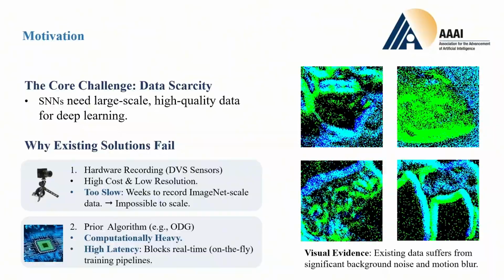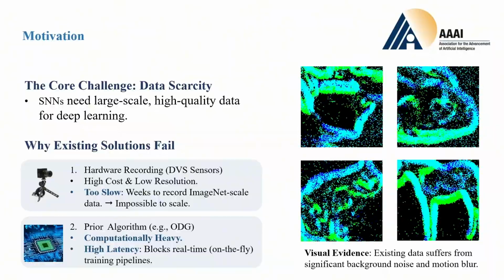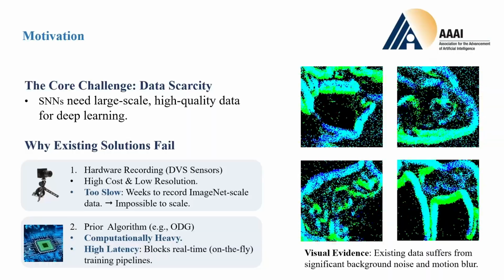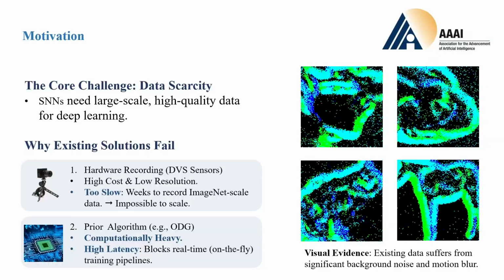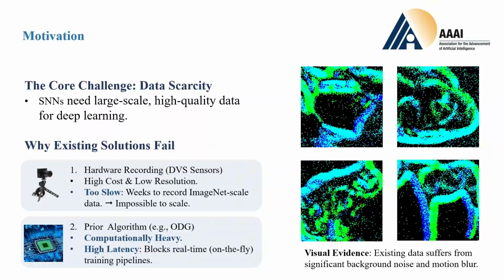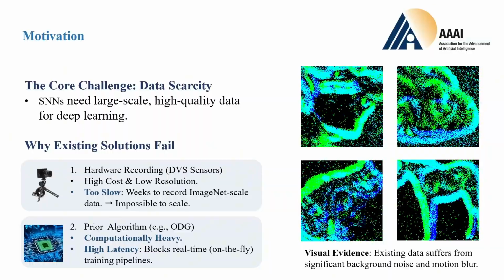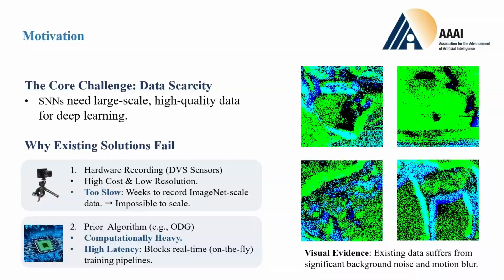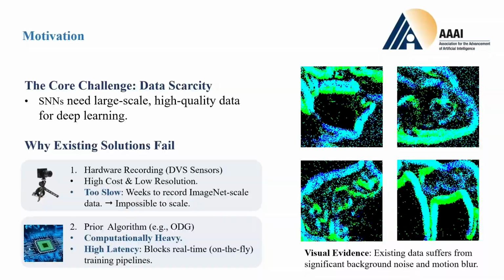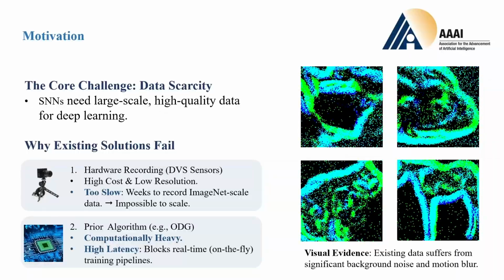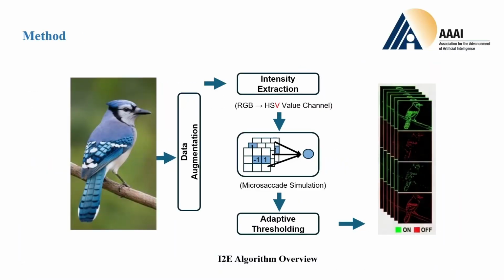Standard data collection methods have big limitations. DVS sensors are costly, have low resolution, and require long capture times. Alternatively, existing conversion algorithms such as ODG provide a software solution but are computationally heavy. Their high latency makes them impractical for integration into real-time training pipelines. This limitation forces researchers to rely on small or synthetic datasets that do not fully capture the complexity of real-world vision. To resolve this bottleneck, we introduce I2E.